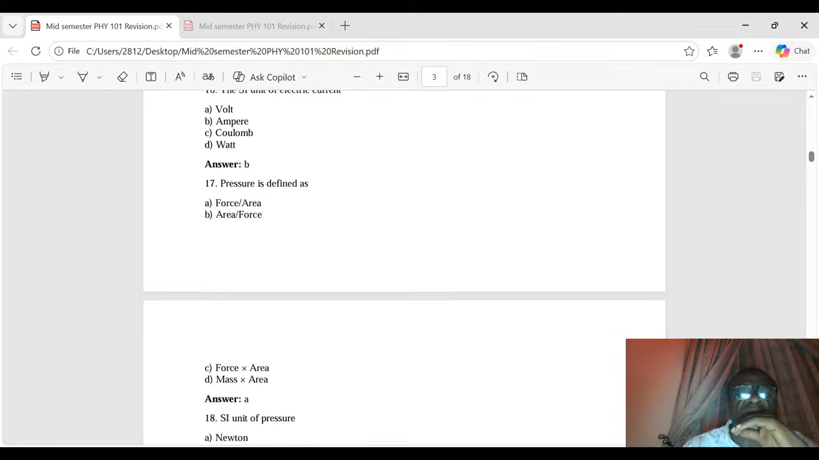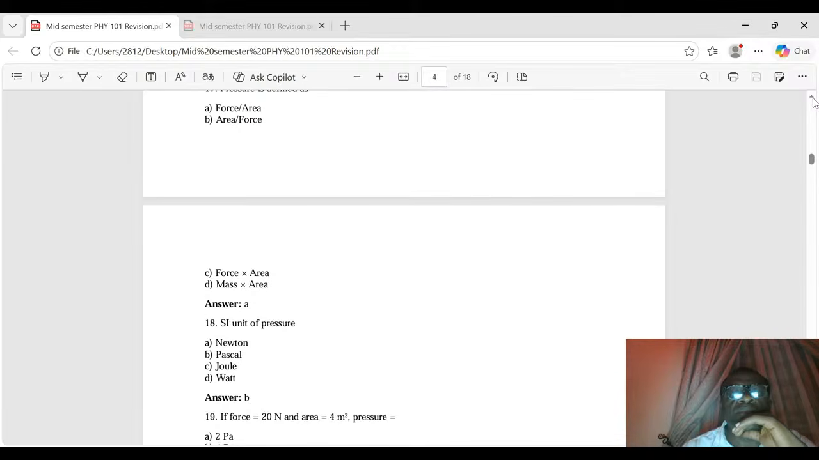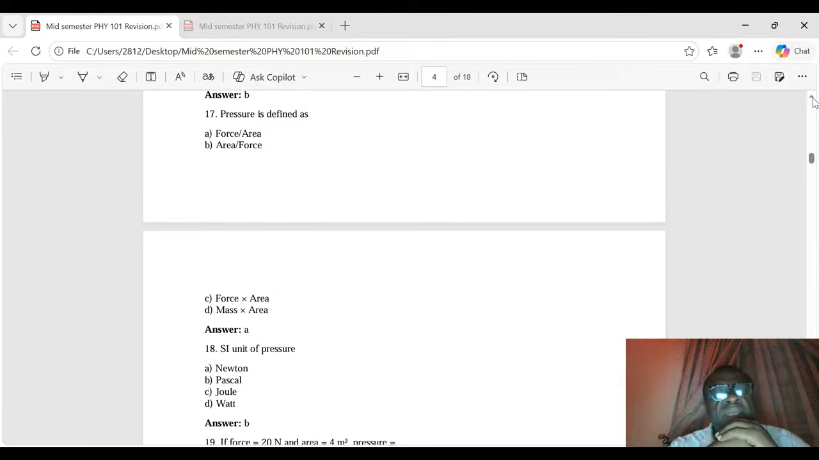Then pressure is defined as: A. Force over area, B. Area over force, C. Force times area, and D. Mass times area. You can see that the options are almost confusing, but we know that pressure is force per unit area. That is force all over area. So the correct answer is A. If you look at option C, it says force times area, and option B says area over force. That is area per force, which is wrong. So the correct answer here is A.